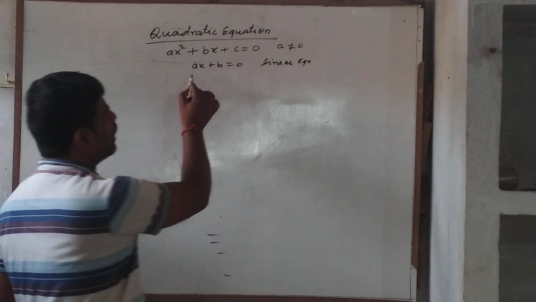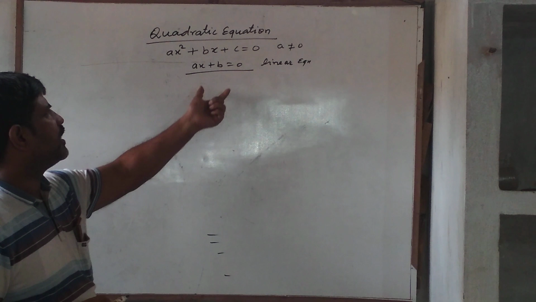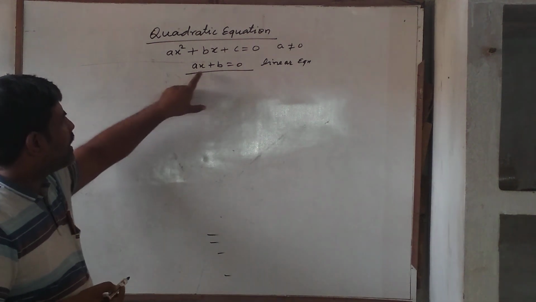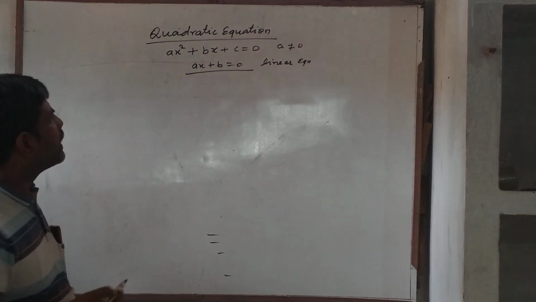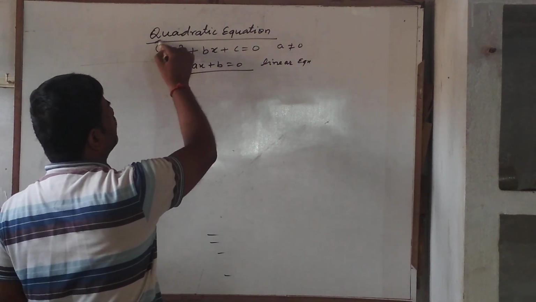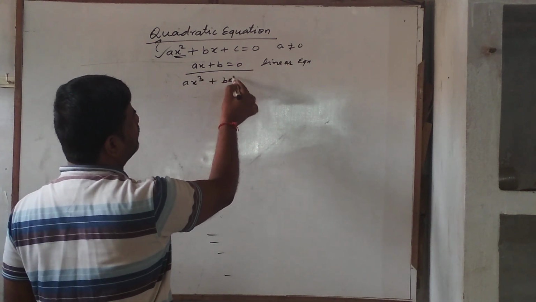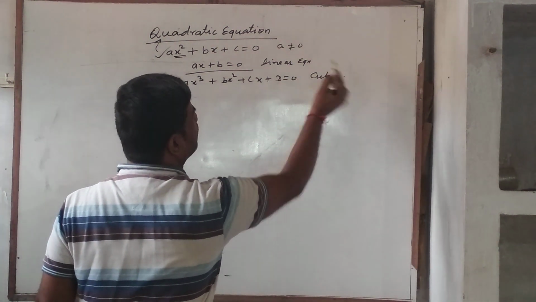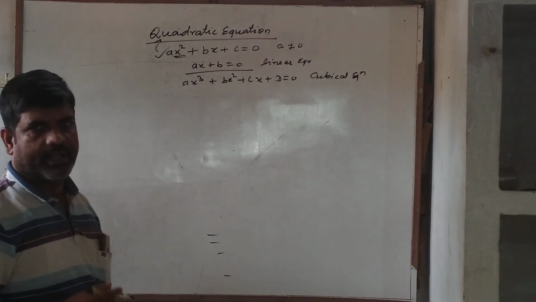Already we have studied the linear equation: ax plus b equal to 0 is the standard linear equation in one variable. So why is it called linear? Because it represents a straight line, and if you see the power on the variable, here it is 1. Similarly, if the highest power on the variable is 2, it is called a quadratic equation. If the highest power is 3, like ax cube plus bx square plus cx plus d equal to 0, it is called a cubic equation. Similarly, if the highest power is 4, it is called a biquadratic equation.